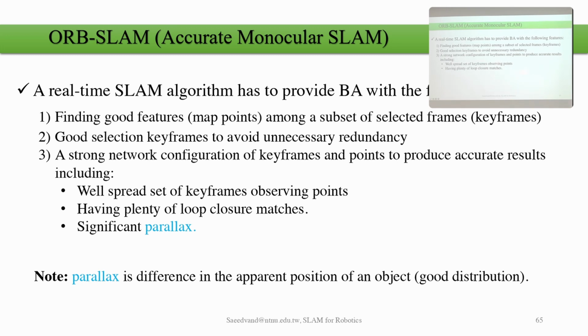And having plenty of loop closure matches is, of course, the critical point. If our bundle adjustment can find many more loop closure matches, it will be more accurate in optimizing the pose graph that we had in the first part, in order to finally localize the robot itself. Also, significant parallax: parallax describes the difference in the apparent position of an object, and that also needs to have a good distribution. We formally call it parallax in image processing.